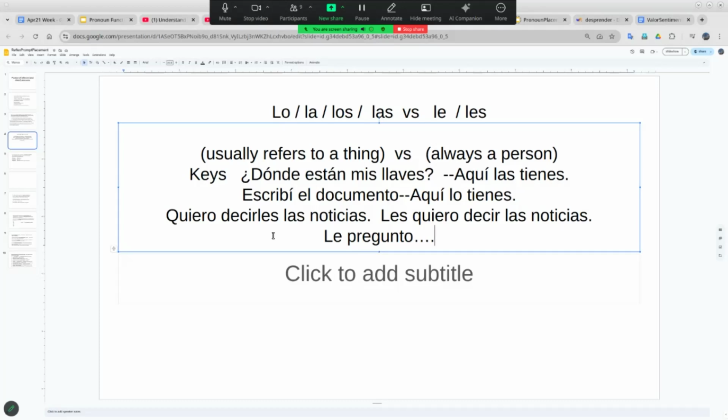Okay. So what we're going to take a look at next week is why do we have these two things, like one category of objects that is lo, la, los, and las, and some that are le or les? Why do we have those? Because they are confusing. But we're going to take a look at why they exist. Okay? Sí, bien? Yes. Bien. That's plenty for one day, I think.